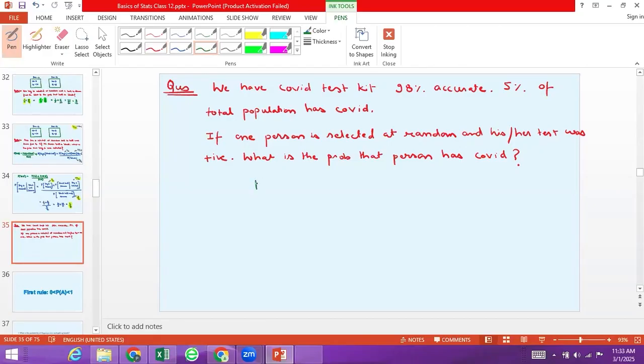What does Bayes theorem say? Bayes theorem says the probability of A given B is the same as the probability of A multiplied by the probability of B given A, divided by the probability of B. Can anyone tell me what B is?